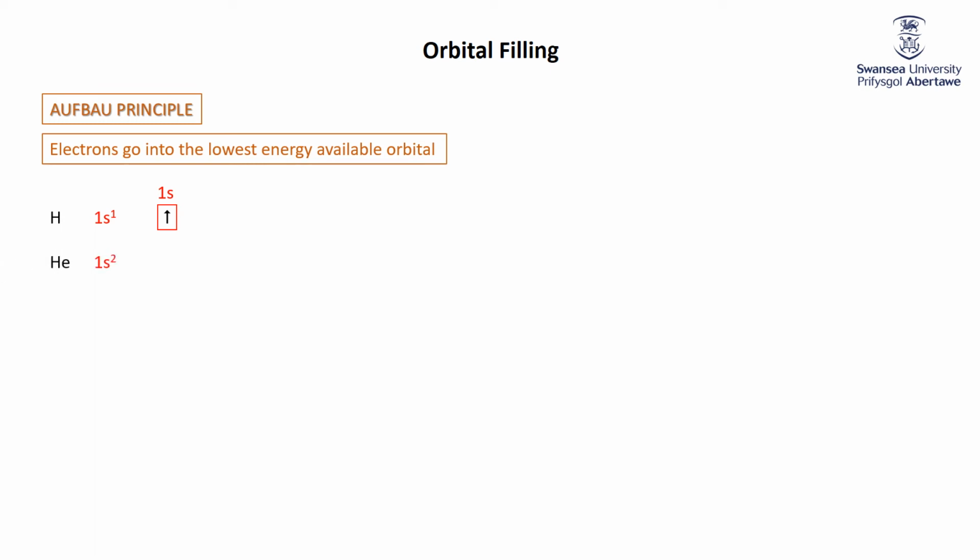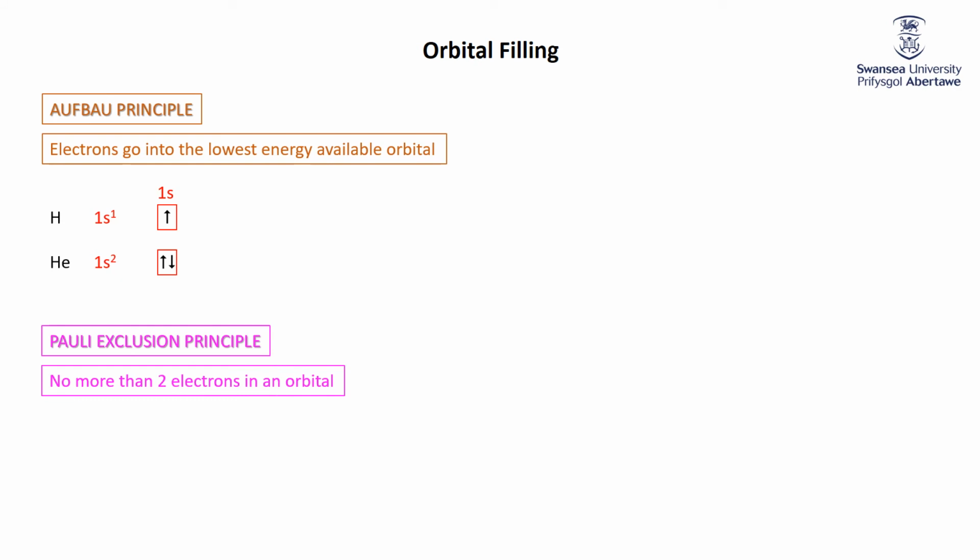Helium is 1s2. The first electron goes in the 1s, and the second electron also goes into the 1s. But the way we draw it is, instead of it being an up arrow, it's a down arrow. Now, this is the concept of spin. Effectively, we can think of this electron spinning one way, this electron spinning another way.